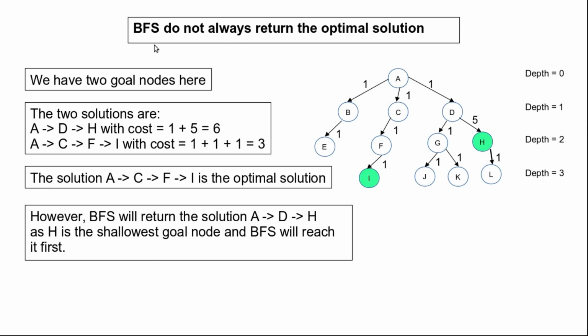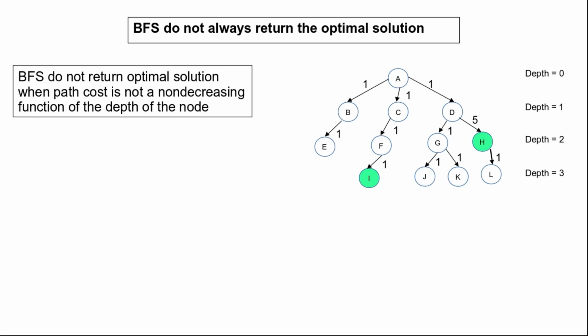And since we know that BFS always returns the shallowest goal node, in this case BFS will return the solution H, which happens to have a greater path cost than the other possible solution, and hence BFS may not always return the optimal solution. It's not optimal. So BFS does not return the optimal solution when the path cost is not a non-decreasing function of the depth of the node. So what do we mean by this?